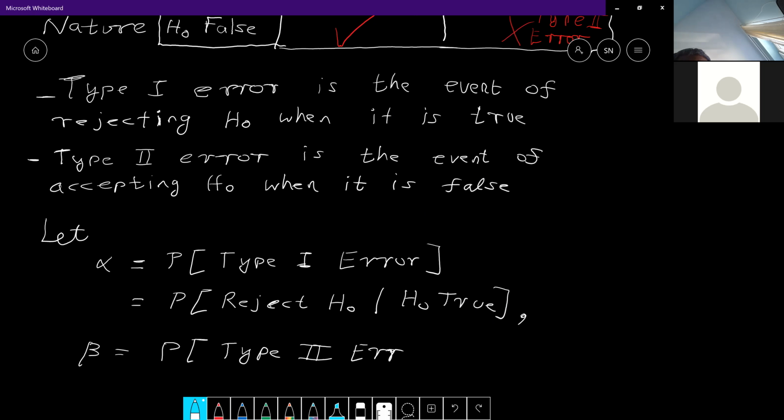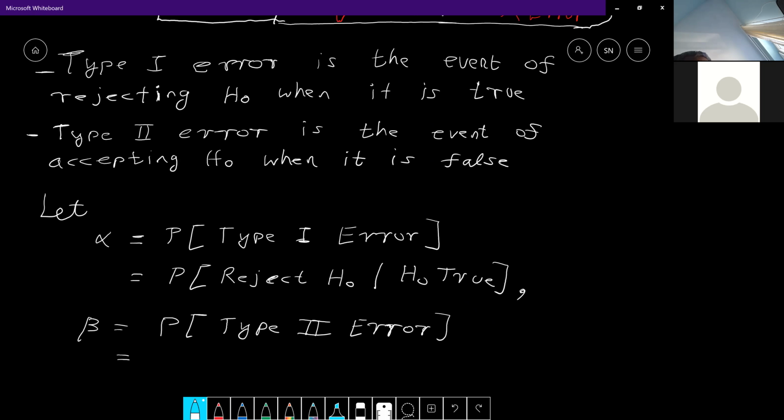Okay, so in other words, it's the probability of accepting H0 given that H1 is true.